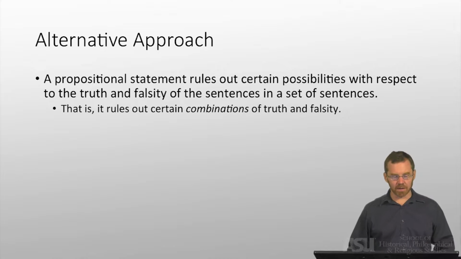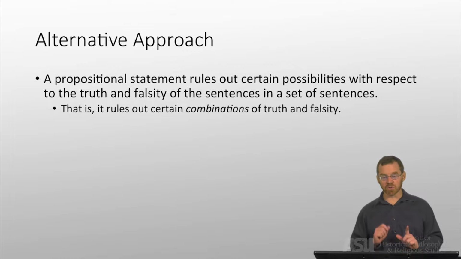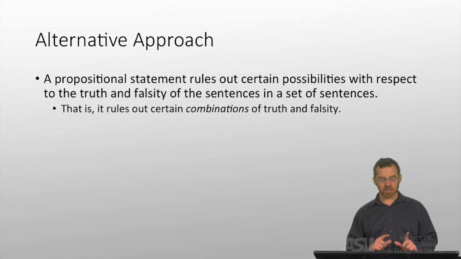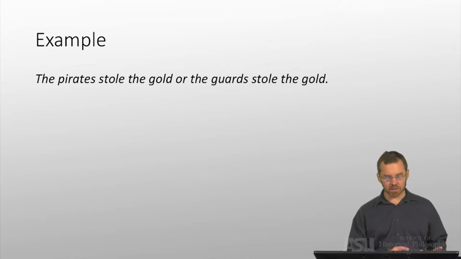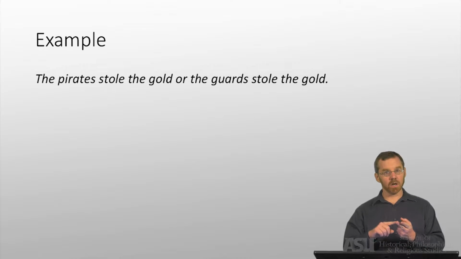Here's another way to think about it. A propositional statement rules out certain possibilities with respect to the truth and falsity of the sentences in a set of sentences. That is, it rules out certain combinations of true and false sentences. Let's look at our example again. The pirate stole the gold, or the guard stole the gold. Notice here that we're dealing with 2 simple sentences. The pirate stole the gold, the guard stole the gold.